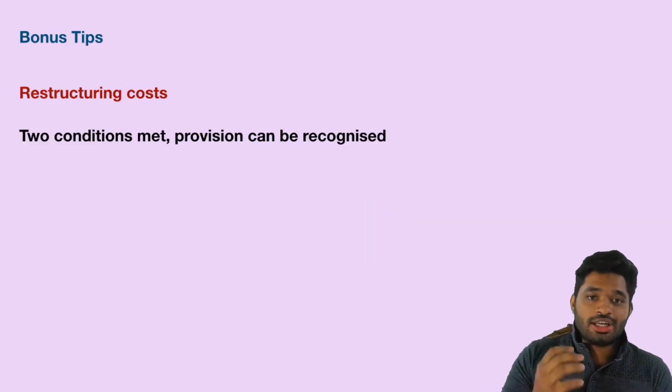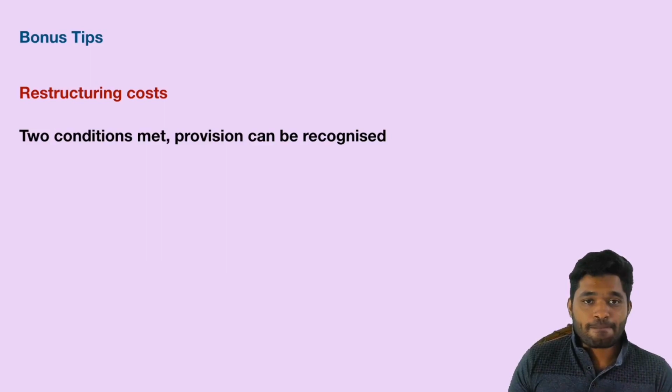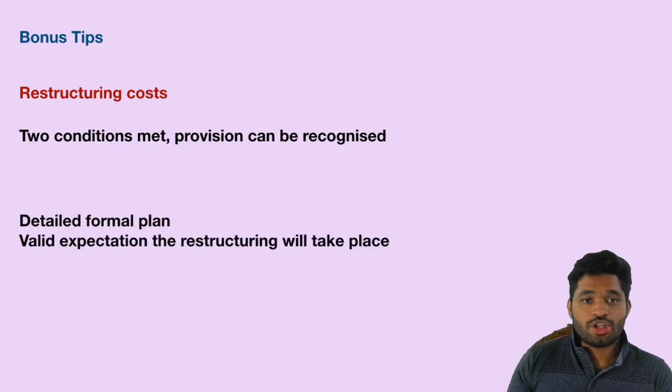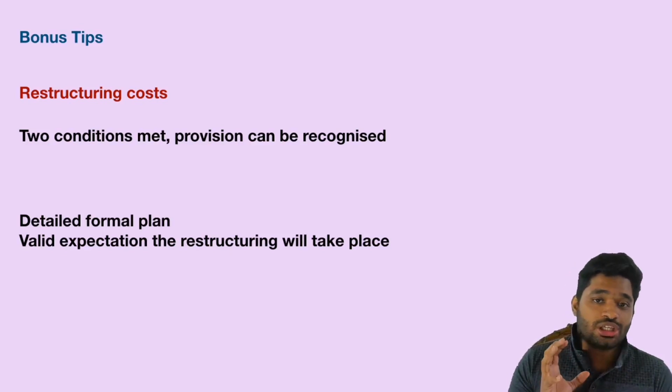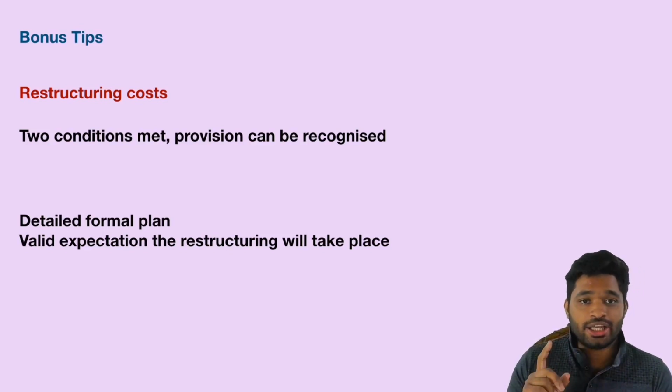Now, let's look at restructuring cost. Now, for restructuring cost, for you to keep a provision, IAS 37 requires you to satisfy two conditions. Those two conditions are that there should be a detailed formal plan on the restructuring process and there should be a valid expectation that the restructuring will take place. If those two conditions are met, then you can keep a provision for your restructuring cost.